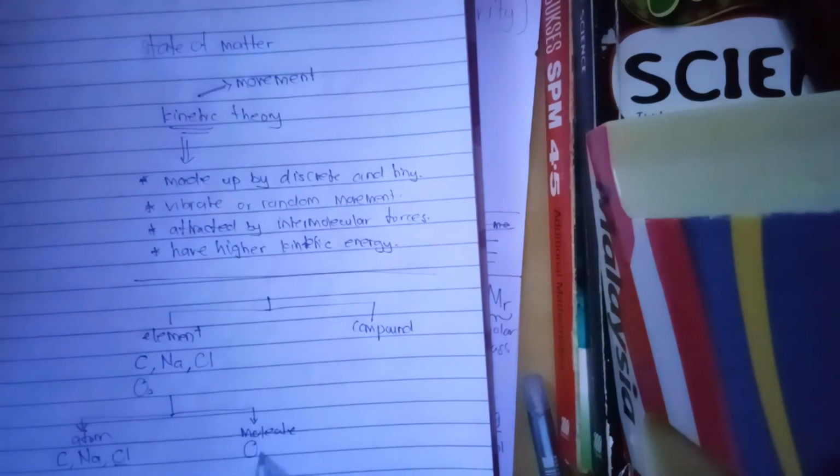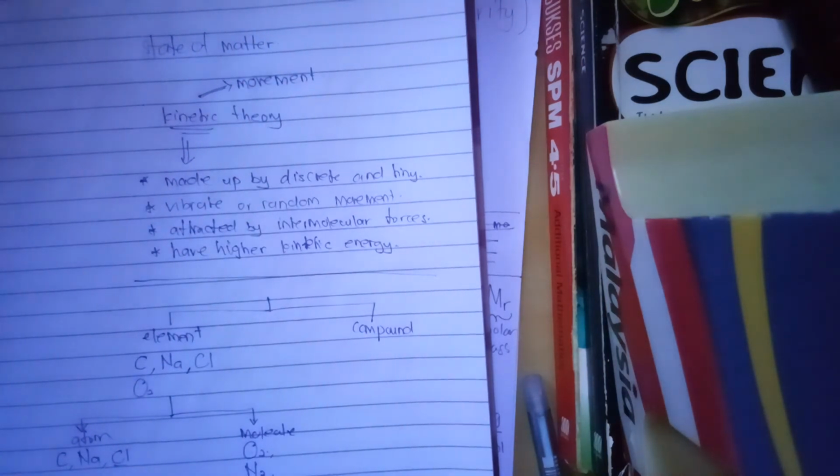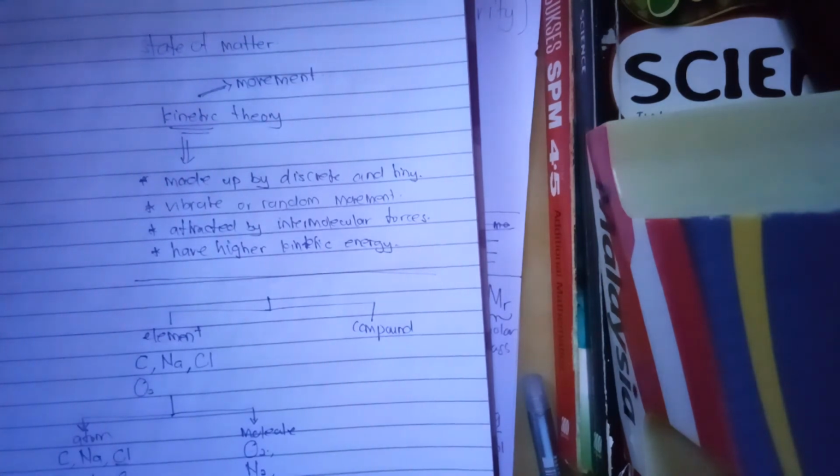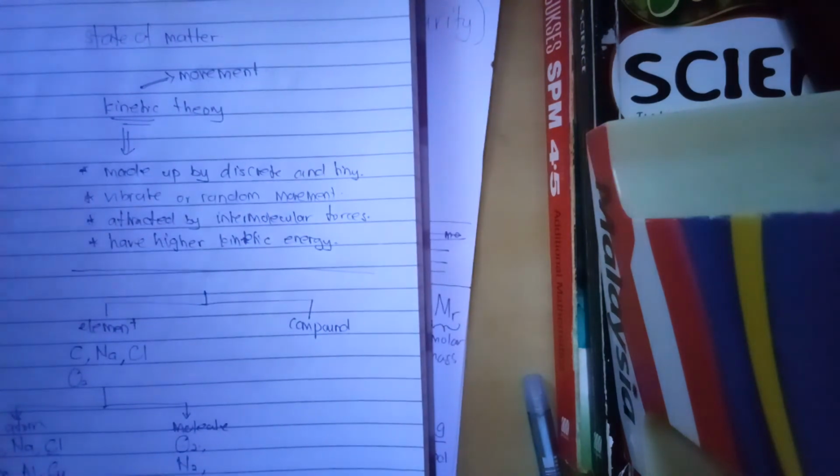But for example, O2. O2 is also an element, but it is a molecule because it exists as two. You have N2, the same element, two nitrogen, but it is a molecule because there is more than one. You have H2, also a molecule. You can have magnesium, aluminium, Cu. So if there is one element only, it is an atom. That is how you differentiate between atom and molecule.